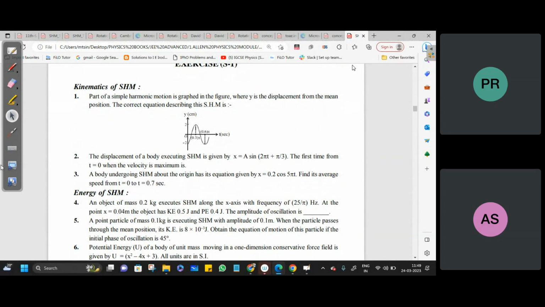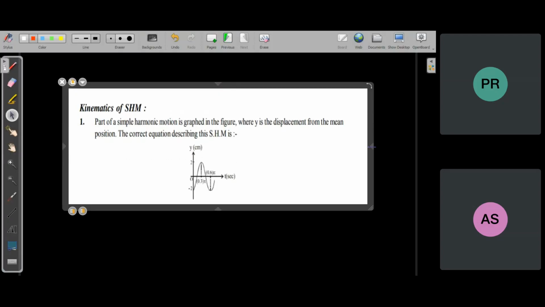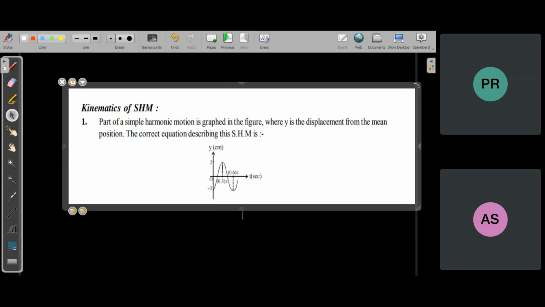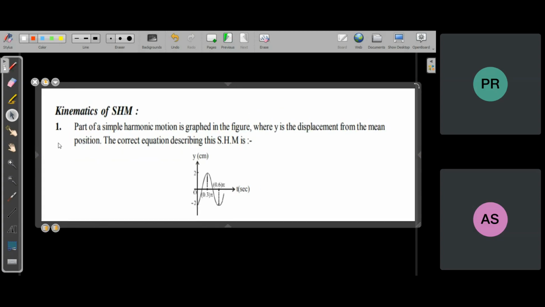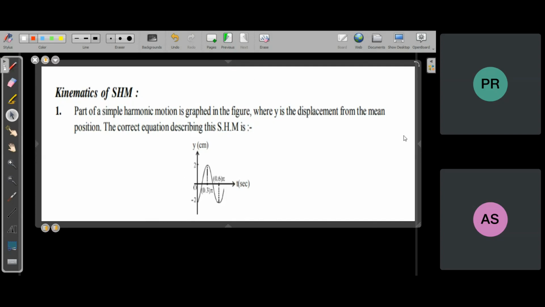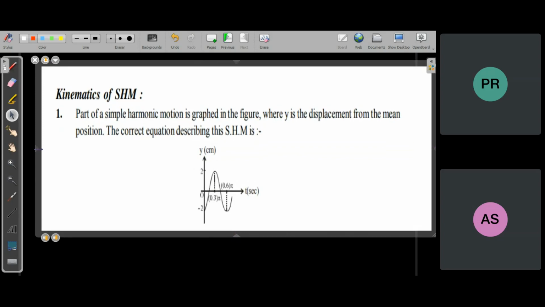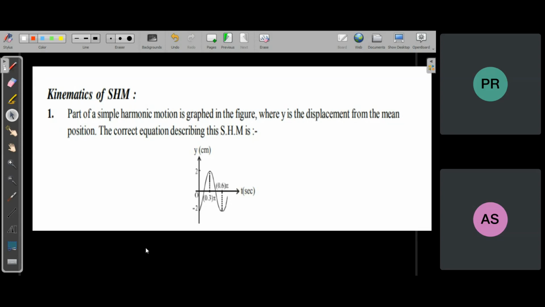So now let's try some questions. Let's start with this question, the very first question. Try this question, and you can ask your doubts also. Is the question visible to you? Yes, sir. Try this question and you can ask your doubt.